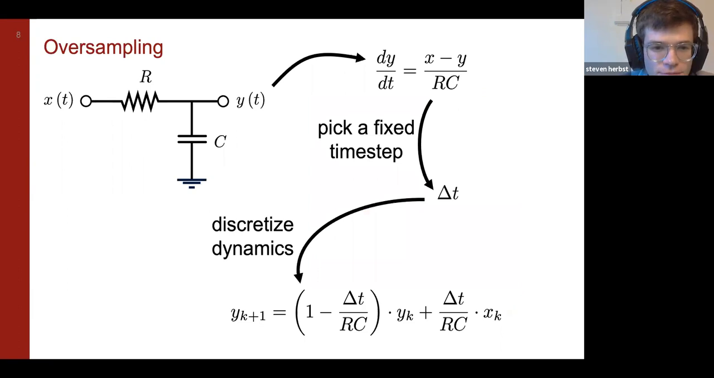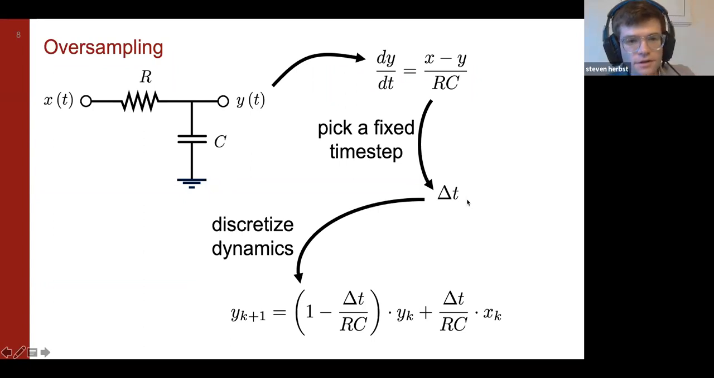And the typical approach for doing that is called oversampling, where we take the original circuit, we write down a system of equations that describes the behavior of the circuit, and then crucially, we pick a fixed time step that we're going to use to discretize the behavior of the circuit. And then that ends up resulting in a discrete time equation that models the behavior.